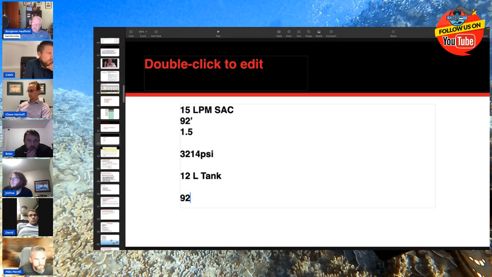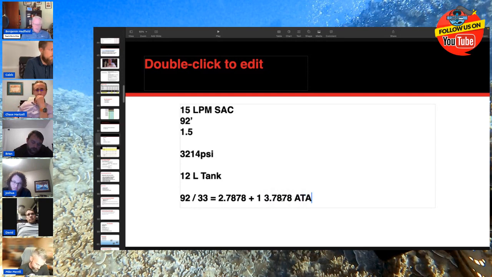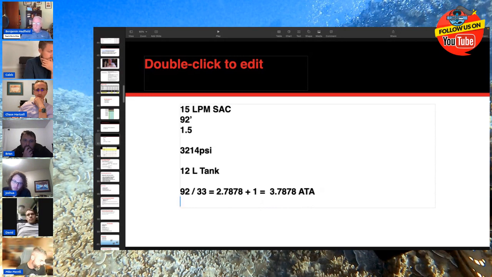92 divided by 33 is what? Roughly 2.78, repeating. Equals 2.7878. Plus one for the surface is 3.7878. That's what our atmospheric pressure is exactly. So there's our actual atmospheric pressure right there. Now all we need to do is multiply that: 3.7878 times 15 equals what, guys? 60. Well, just shy of 60.